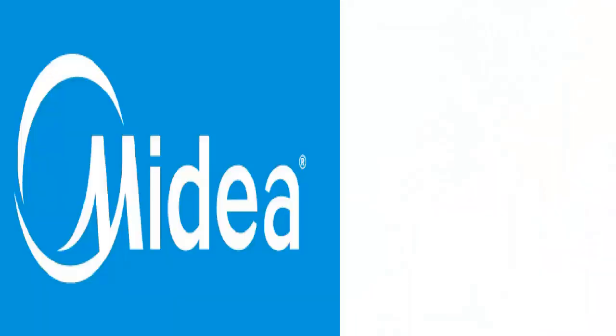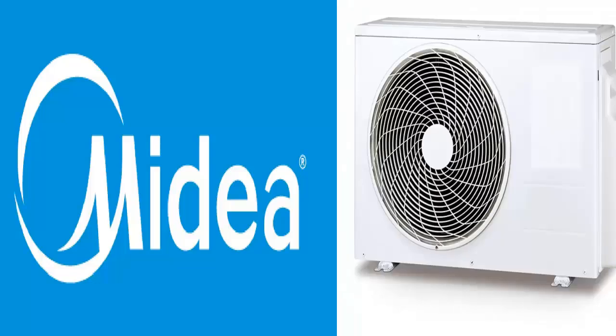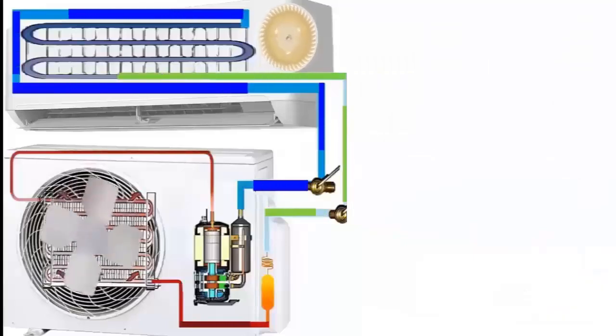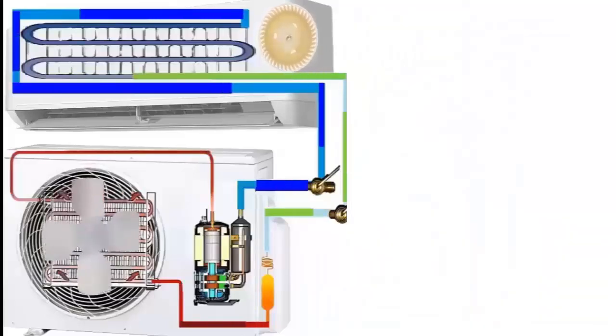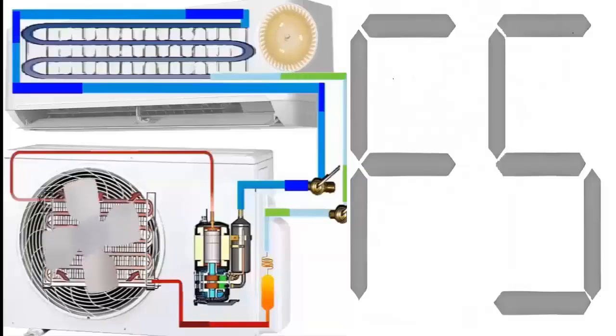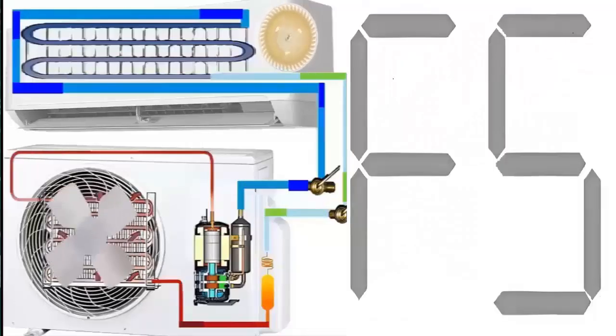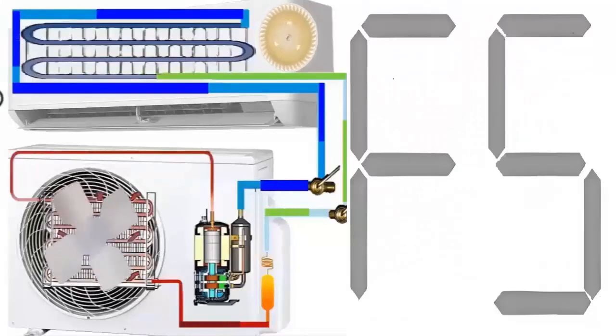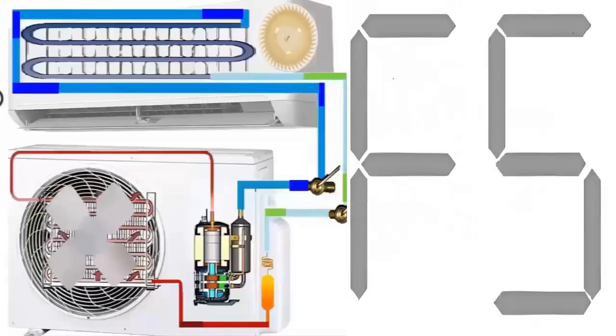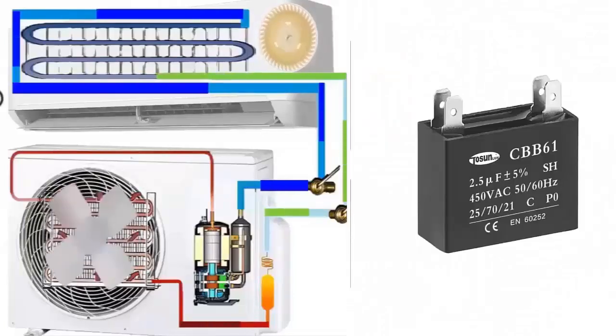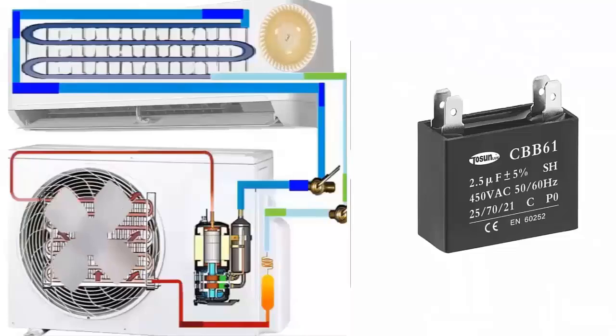Error code F5 refers to an abnormal speed of the external fan. Possible causes: A. Electrical issues in the fan motor coils. B. Obstructions in the fan blades. C. Faults in the control board. D. Problems with the motor bearings. E. If the motor uses a capacitor, capacitor failure. F. If the motor uses an IPM module, module failure.